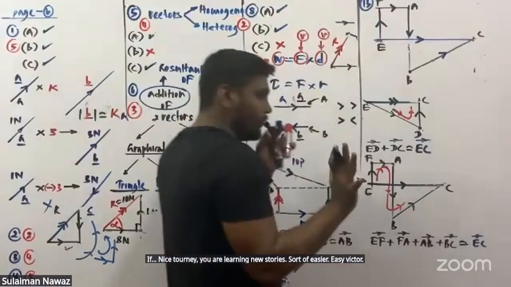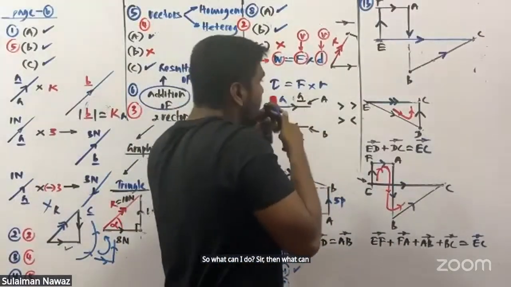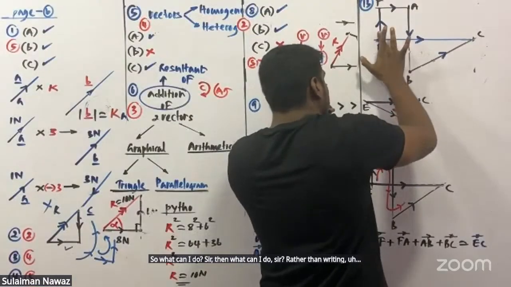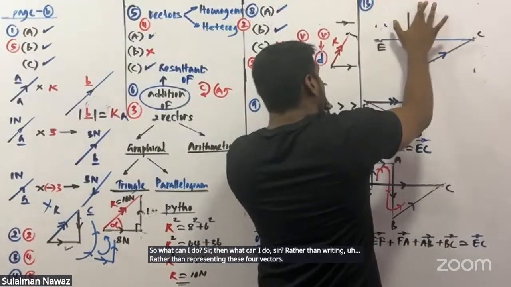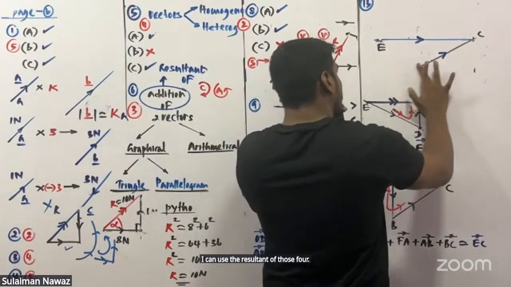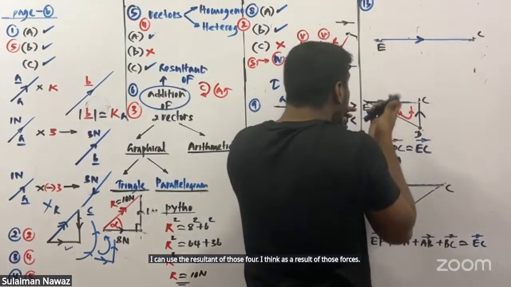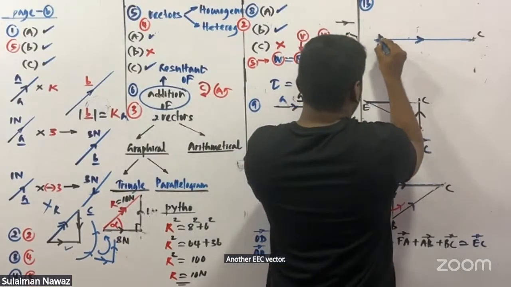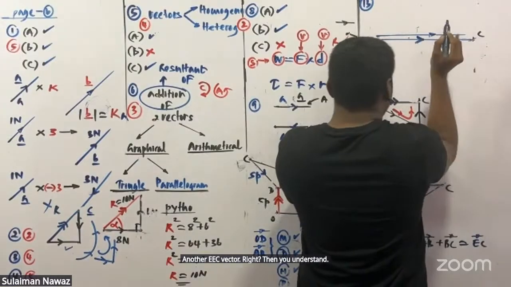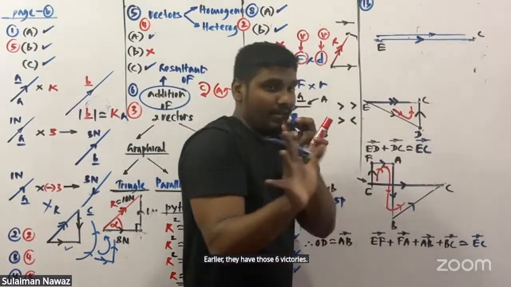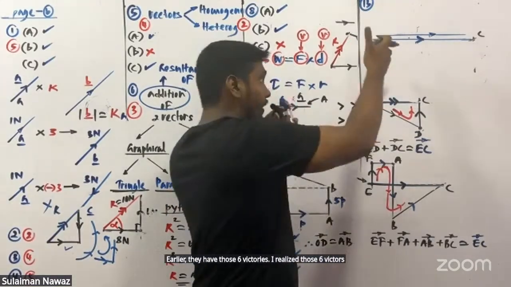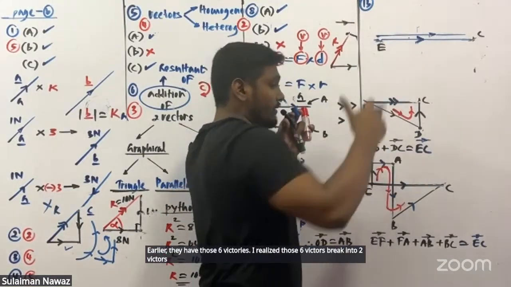So what can I do, sir? Rather than representing these four vectors, I can use the resultant of those four, another EC vector. Right? Then you understand. Earlier there were 6 vectors. I realized those 6 vectors break into 2 vectors, EC vector.